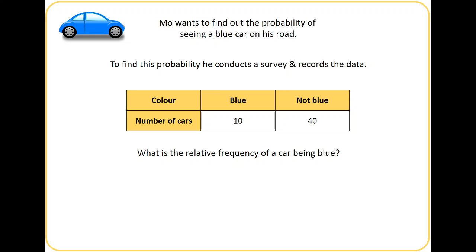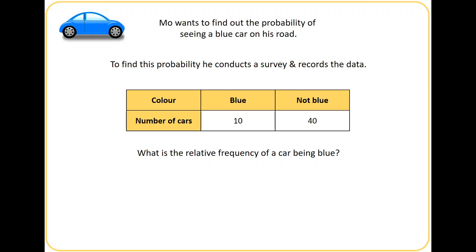Right, let's have a look at this one. This one then is the example I would like you to copy down. So can you make sure you've got this copied down, please? You may need to pause it to catch up and copy it down. So Mo wants to find out the probability of seeing a blue car on his road. To find the probability, he conducts a survey and records the data. So he notices that there are 10 blue cars that go past and 40 not blue cars on his road. Okay, he wants the relative frequency of a car being blue.